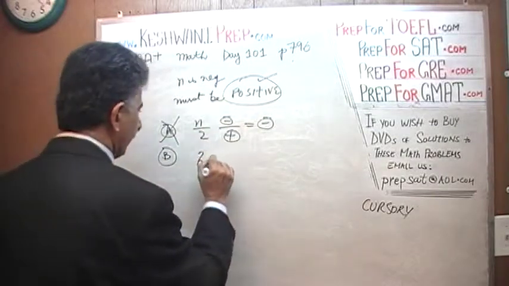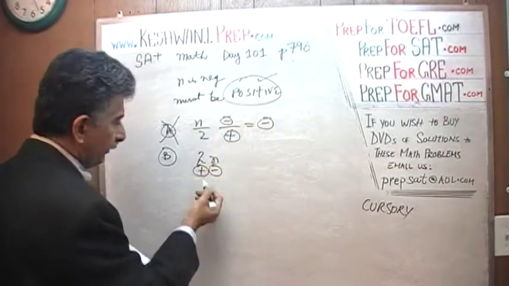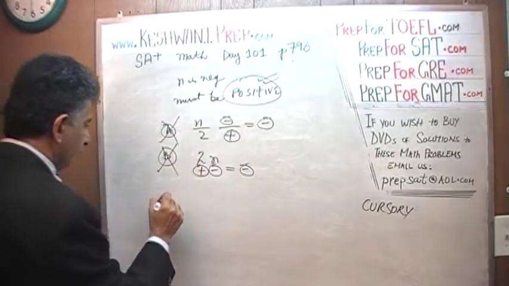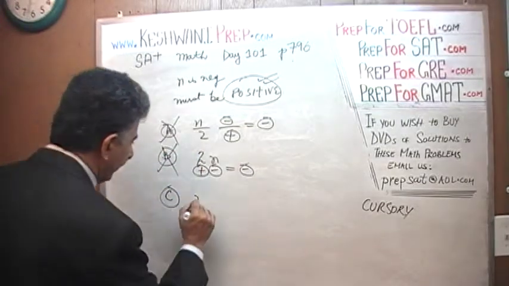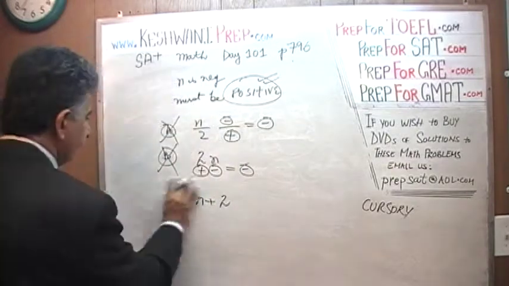B says 2 times n. Again, 2 is positive, and n we know is negative. Positive times negative equals negative. We're looking for something that is positive. That's not it. C says n plus 2. Let's take a look at C by itself.